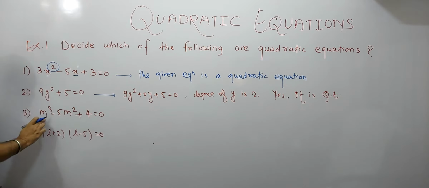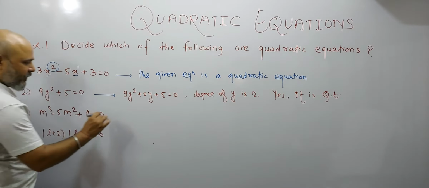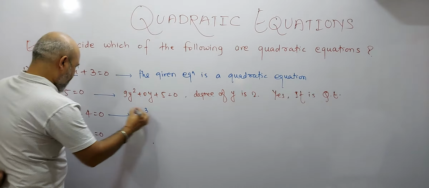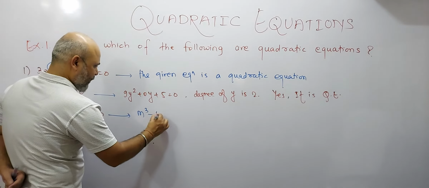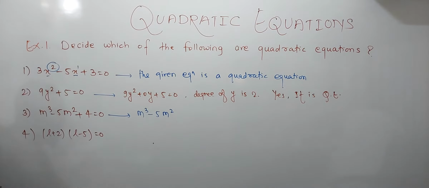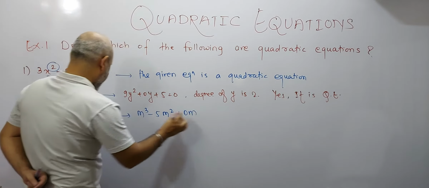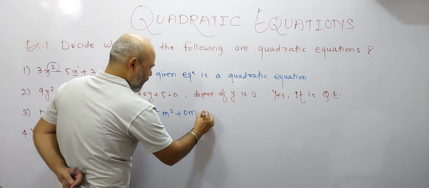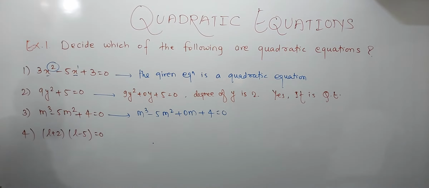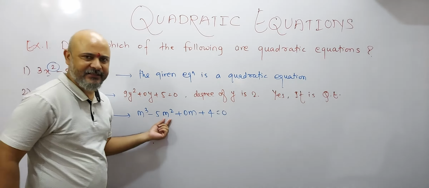that is m cube minus 5m square plus 4 is equal to 0. So when you write in the general form, you will write m cube, then minus 5m square, m raised to 1 term is not there, so you will write plus 0m, and then you will write plus 4 which is equal to 0. This equation again contains only one variable, and the variable is m.